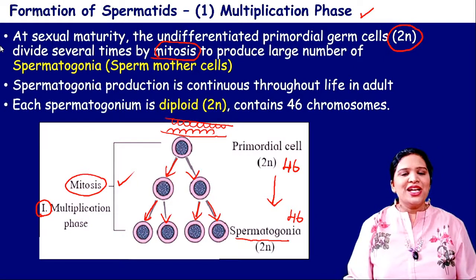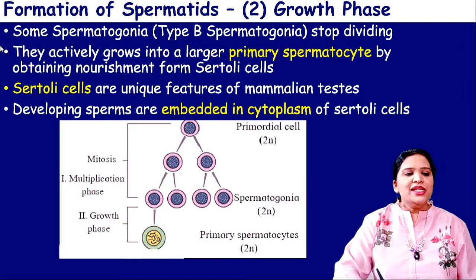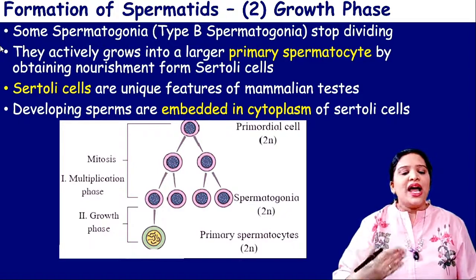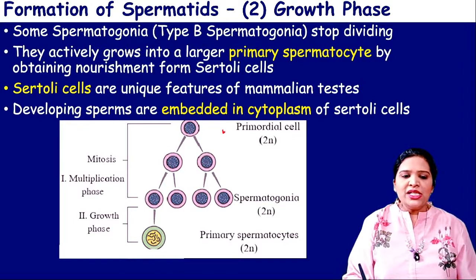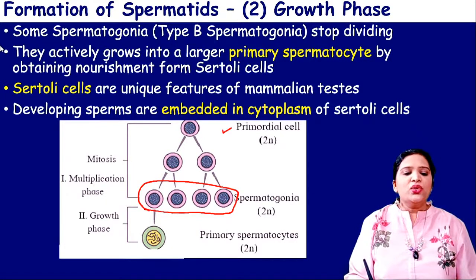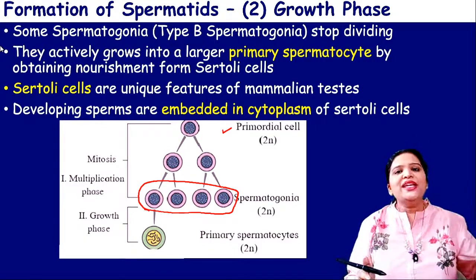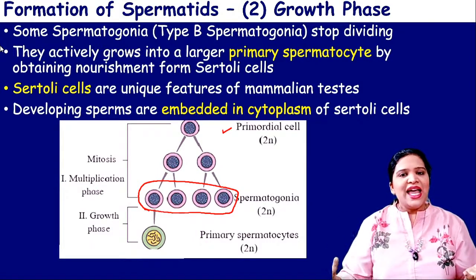Okay, right. The second stage is the growth phase. In this, some spermatogonia, called type B spermatogonia, stop dividing and start actively growing. So far we have seen the primordial germ cell become spermatogonia, up to this is the first stage, the multiplication phase. Suppose you take 100 cells: 50 cells stop dividing and start growing, and another 50 cells act as the germ cells.